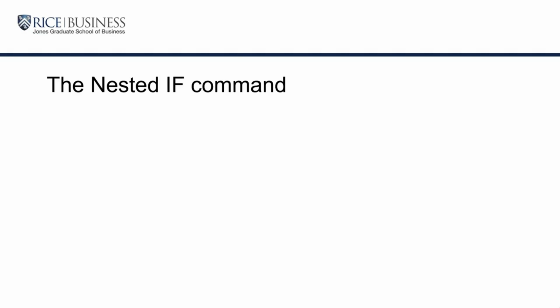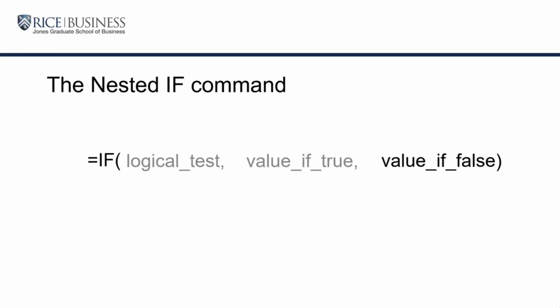So the syntax is similar to the if command. I do an equal to if, open parenthesis. I first test the logical test, or the condition I evaluate. Based on that, if the logical test is true, what value do I need to put in? Otherwise, if the logical test is false, what value do I put in? So that's our regular if command.